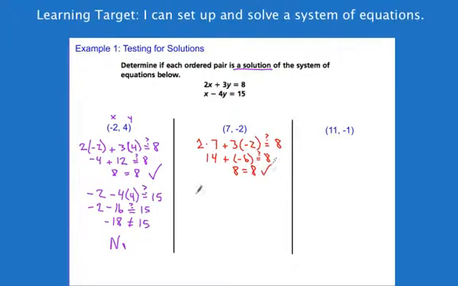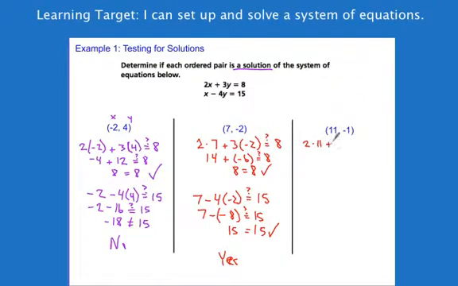Let's try it in the other one. We're going to do 7, that's the x value, minus 4 times -2, the y value. That gives me 7 minus -8. If I subtract a negative, that's the same thing as adding a positive. Take away a negative, add a positive, same thing. So I get 15 equals 15. Notice it checks out for both equations. Therefore, it is a solution for the system of equations.